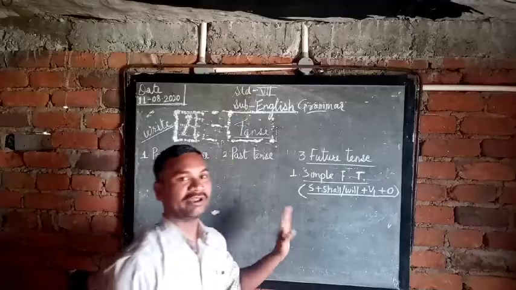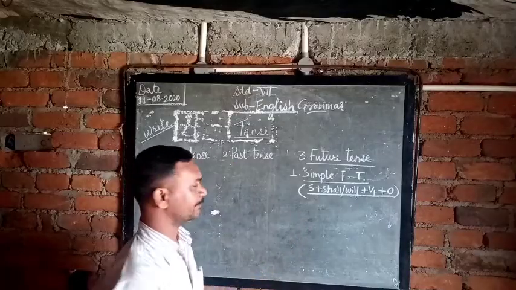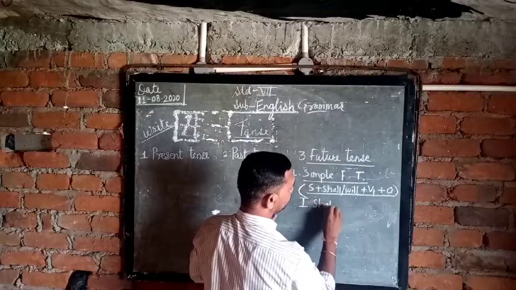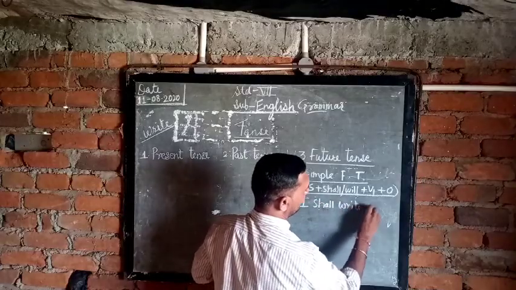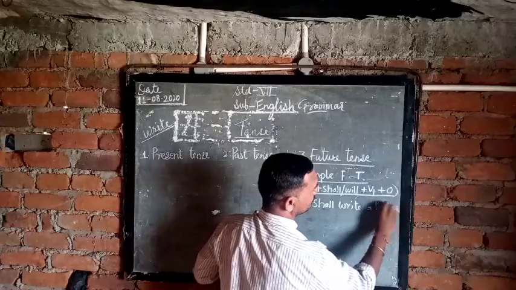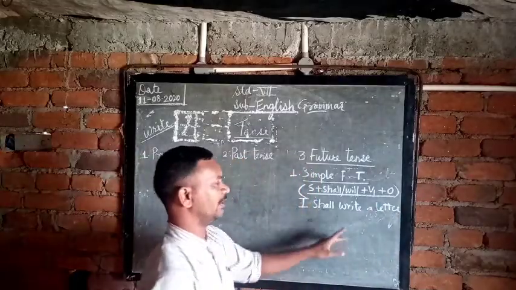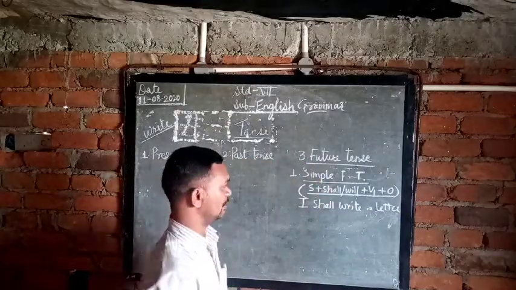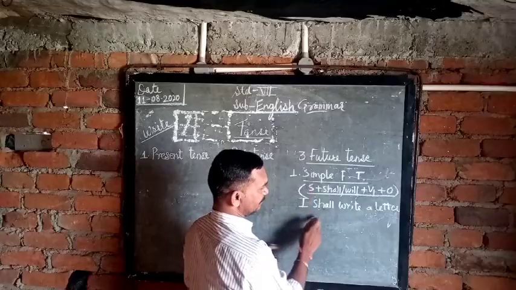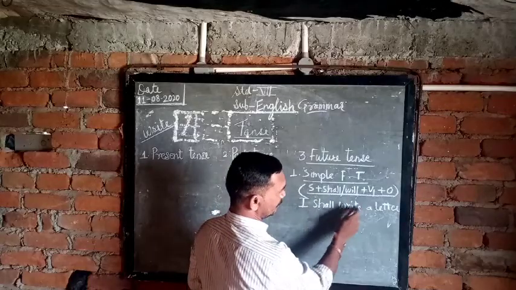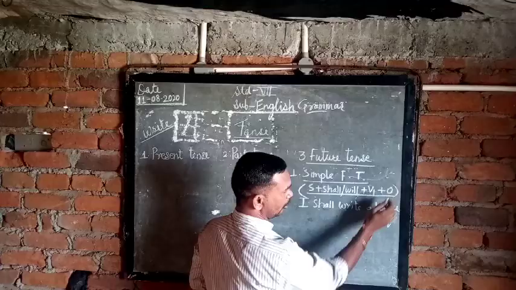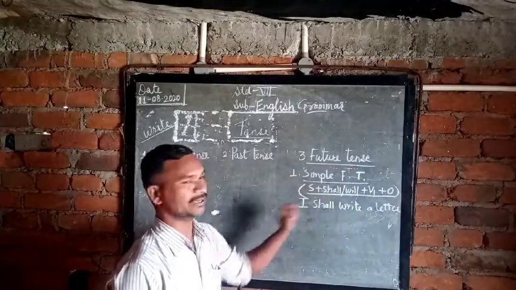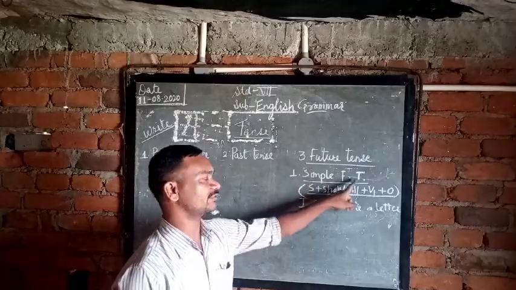And what type of sentences do we make here? See here, I shall write a letter. I shall write a letter. This is the example of simple future tense. I is the subject, shall, will, V1 is write, and the object is a letter. So this is a very simple sentence. This is the simple future tense.